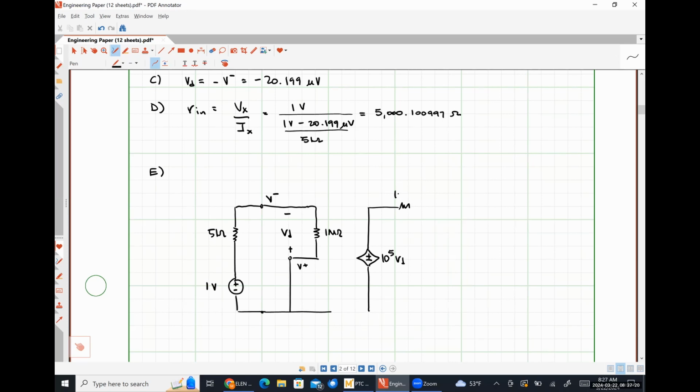Which is 100 ohms. And now I'm going to short my output terminals. And the current flowing through this short is my Norton current. The last thing I need to add is my feedback resistor up here.